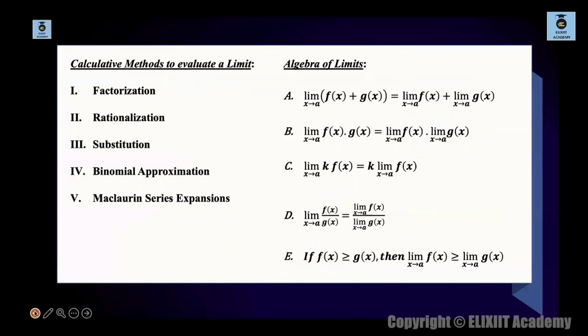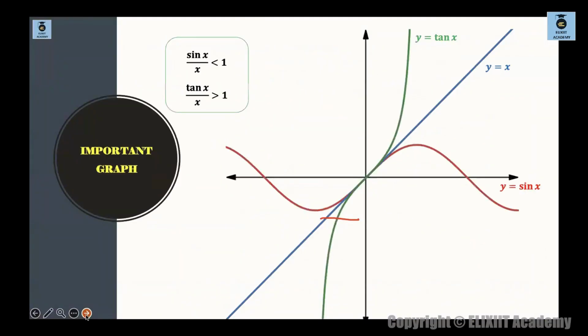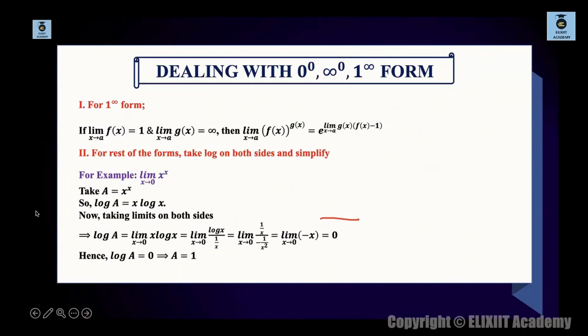Now for the remaining last 3, there are a total of 7 forms now. So for the remaining last 3, we have some special cases. These are special forms, and you will get lots of questions from the last 3 as well. The last 3 forms are 0 raised to the power of 0, infinity raised to the power of 0, and 1 raised to the power of infinity. Out of all these 3 forms, 1 raised to the power of infinity is very important.